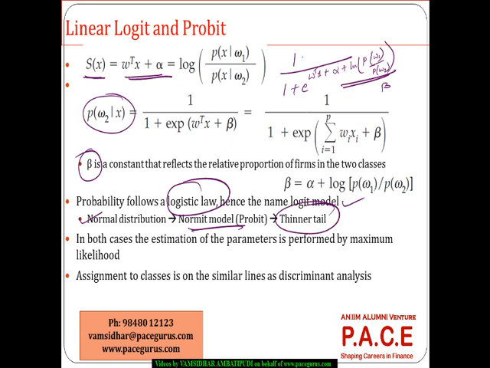And the assignment to the classes, the default versus the non-default, in any of the mechanisms, the process remains the same. I look at S of x, which is comparison with W transpose X plus alpha. If it is greater than 0, I'll assign it to group omega 1, or if it is less than 0, I'll assign it to group omega 2. So that process will still remain the same as what you have done in linear discriminant analysis, right? And estimation of the parameters is performed by the maximum likelihood approach.